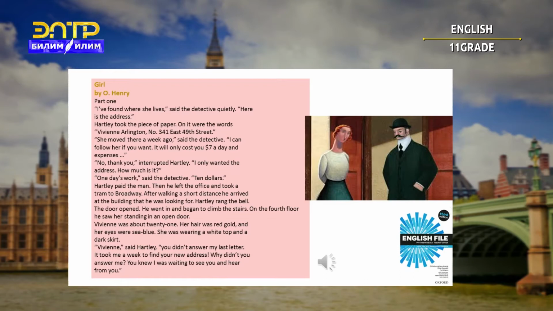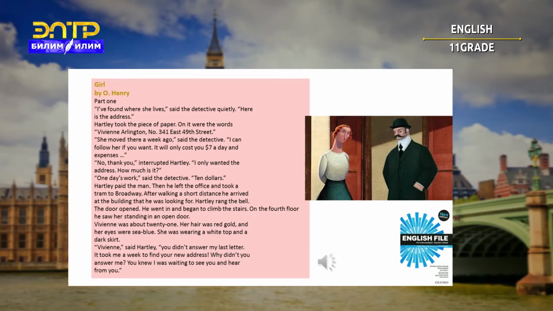No, thank you, interrupted Hartley. I only wanted the address. How much is it? One day's work, said the detective. $10. Hartley paid the man. Then he left the office and took a tram to Broadway. After walking a short distance, he arrived at the building that he was looking for. Hartley rang the bell. The door opened. He went in and began to climb the stairs.